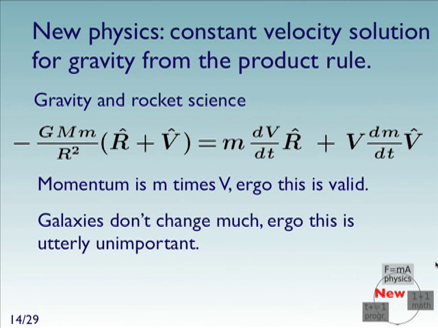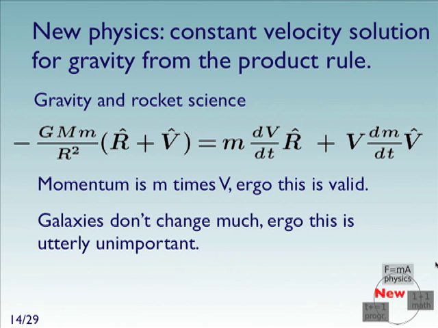So here's another bit of new physics. The constant velocity solution for gravity using the product rule. We're going to combine Newton's gravity theory with real rocket science. Real rocket science involves the product rule of calculus that says the change in momentum is the summation of mass times acceleration plus velocity times the change in mass.